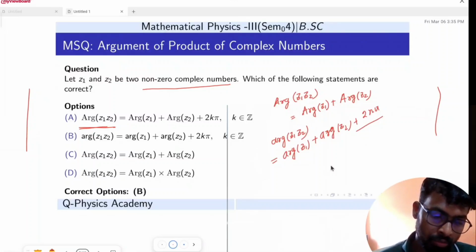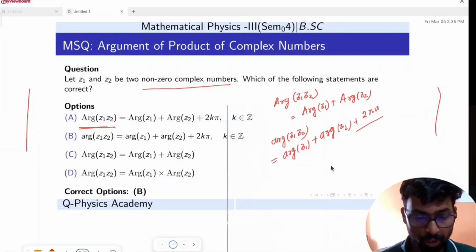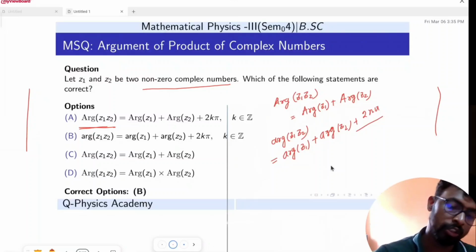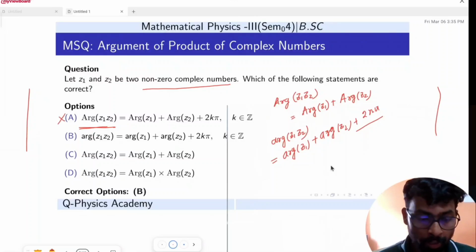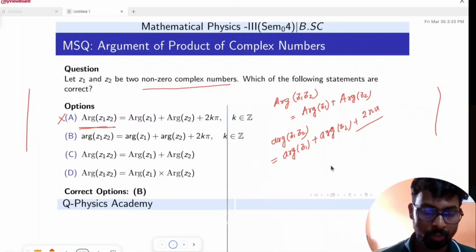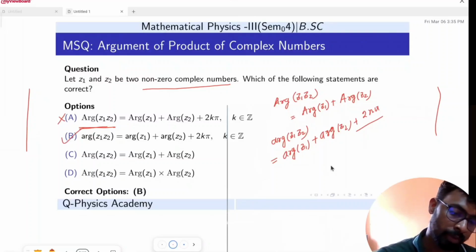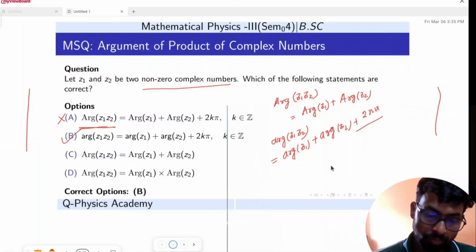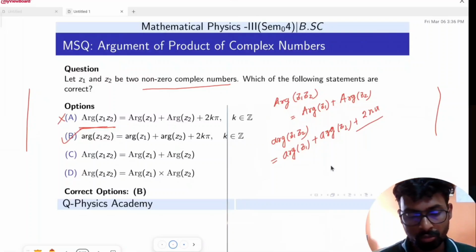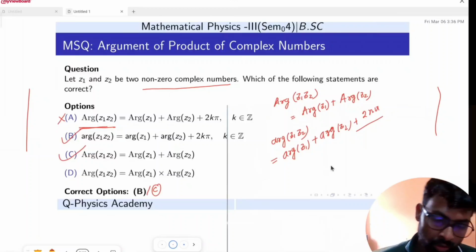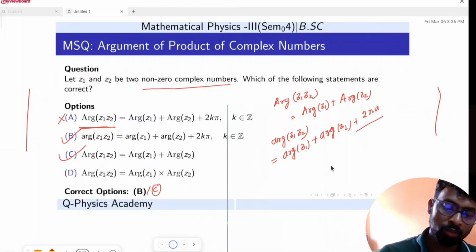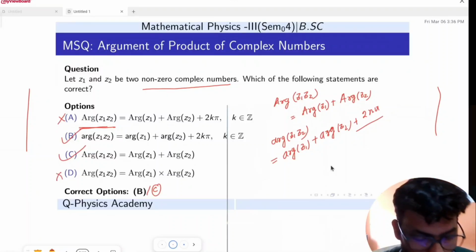So here is option A: principal argument of z1 z2 equals principal argument z1 plus principal argument z2 plus 2k pi. No, this is a wrong statement. Option B: argument of z1 z2 equals argument z1 plus argument z2 plus 2k pi. Yes, this is the correct statement. Now the argument of z1 z2 equals argument z1 plus argument z2. Yes, this is also correct. Here C is also written. And the last one is a wrong statement.